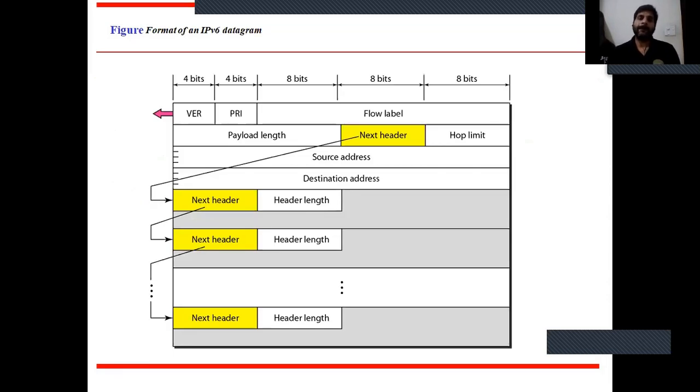The format of the IPv6 datagram is shown here. 4 bits are used for version, priority uses 4 bits, and flow label needs 24 bits. Then payload length, next header, hop limit, source address, destination address. This next header works as an input of the next header length, and this is a continuous process in IPv6.